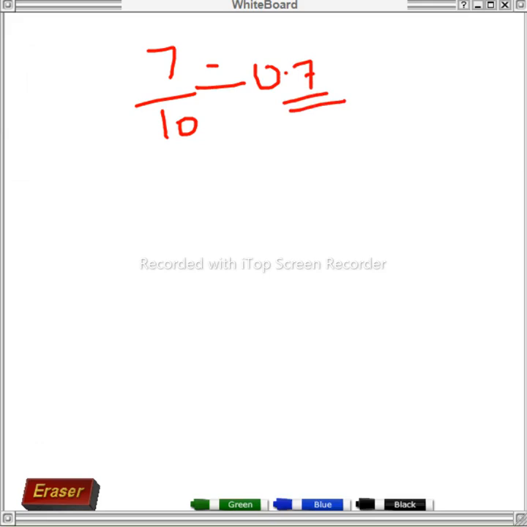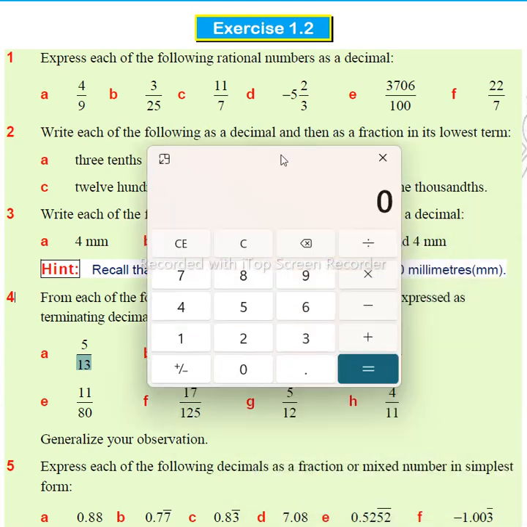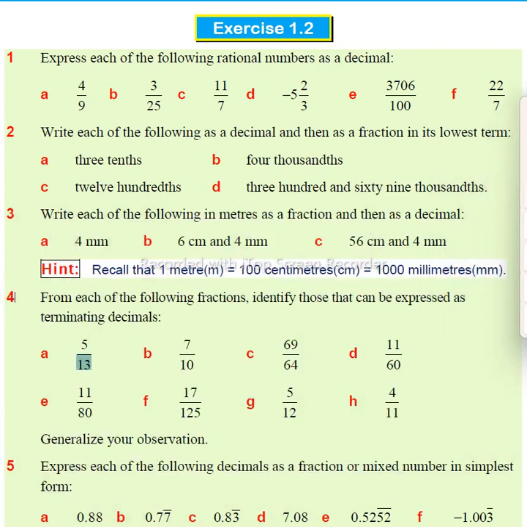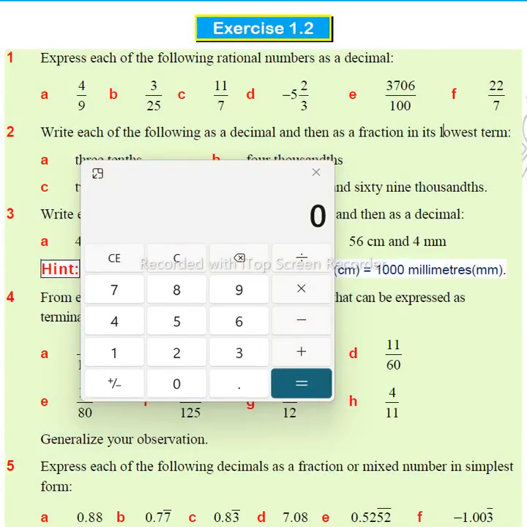So C, let us check C. C is 69/64. You can also use a calculator. 69 divided by 64, we get this number. This is a terminating decimal. And we will continue. It takes time to use the formula. We simply check with our calculator to answer this question.